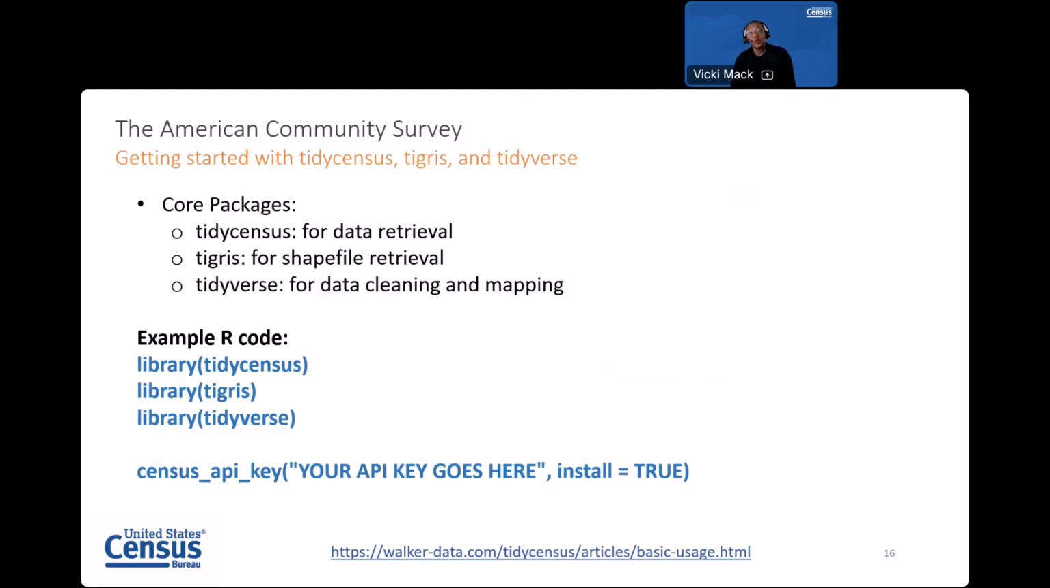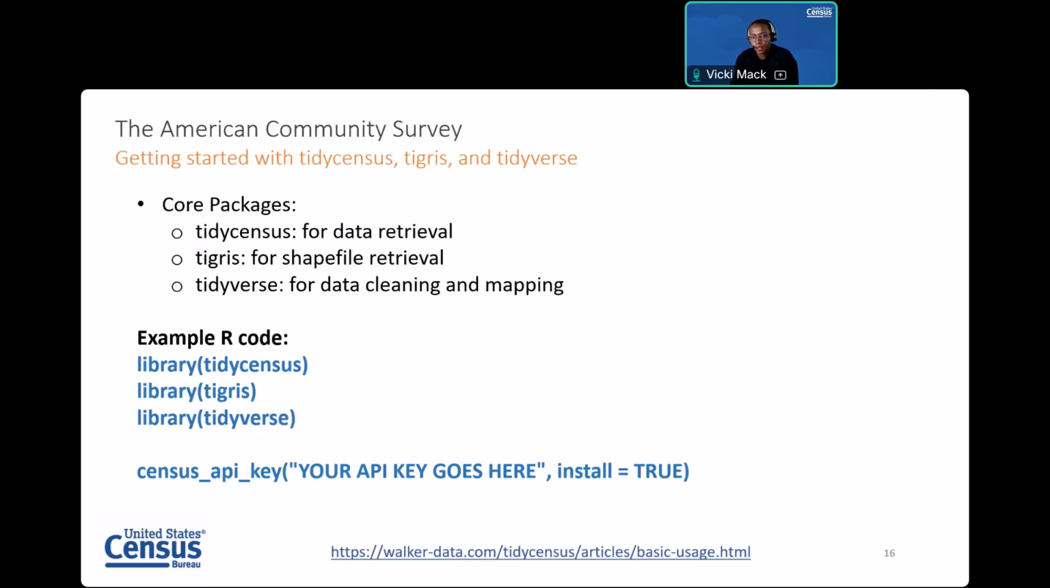Next, you need to know which R package to start with. To get started with mapping ACS data, you should load the tidycensus package along with the tigris and tidyverse packages, and then set your census API key. Again, an API key is required.